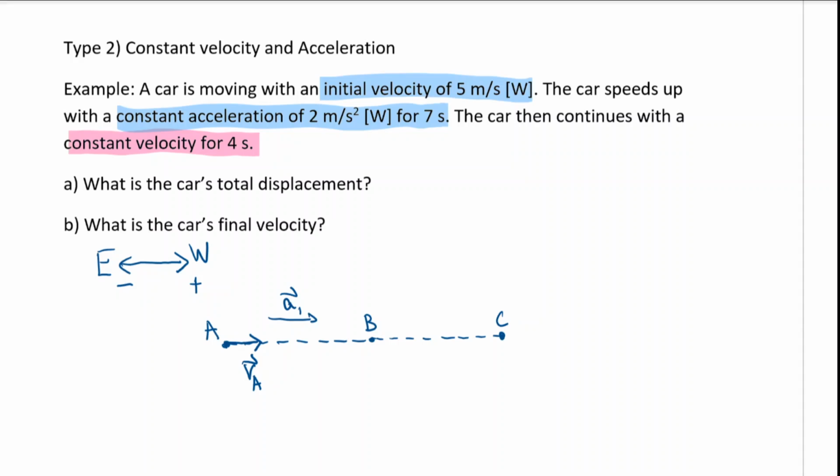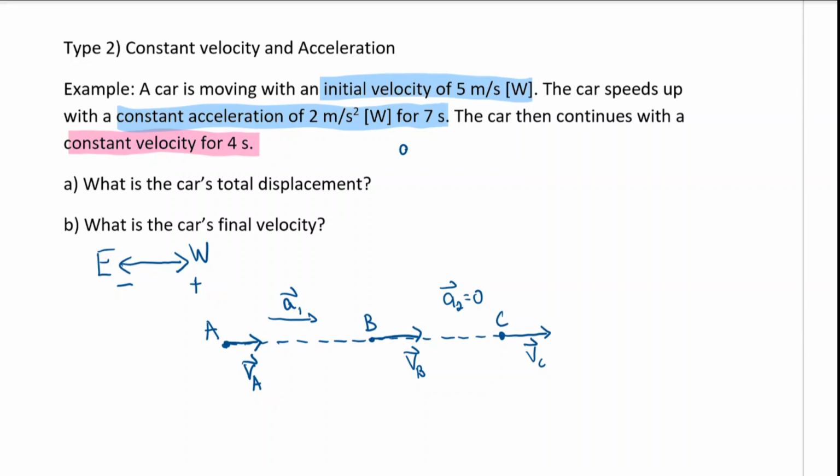So we know this velocity is going to be bigger than before, so it's going to be maybe this large, and at C it's going to be the exact same amount. So these vectors should be the same size. So VB and VC are going to be the same because during this interval we're at a constant velocity. My acceleration is thus 0.